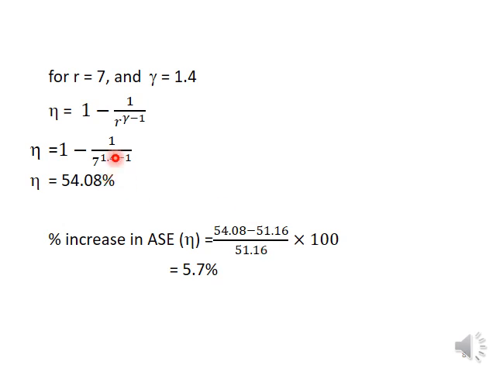First calculate the efficiency for compression ratio 6, after that 7. Next, the percentage increase means 54.08 minus 51.16 divided by 51.16 into 100, it is 5.7 percentage.